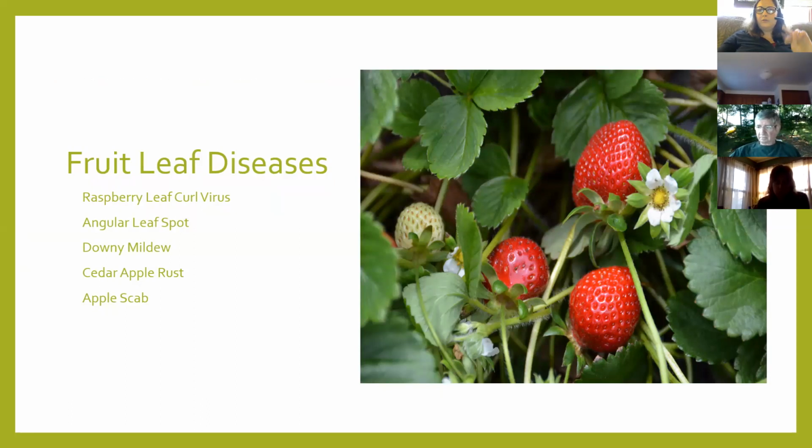I chose two of the apple leaf diseases because I felt it was very important, because a lot of people do grow apples in our area and around the state, and these are very common ones that you see.